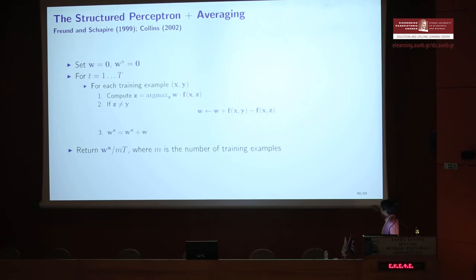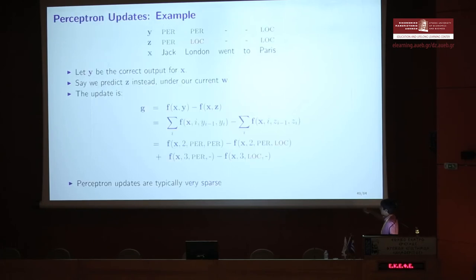So this thing I'm calling G. That's the correct feature vector minus the incorrect one. It's just, because it's factored, the sum over all the factors of x times y minus the sum of all the factors of x times z. These are the factors that are in each of these two solutions.